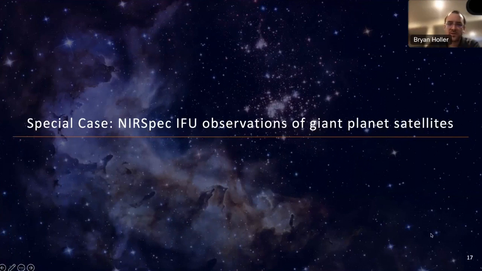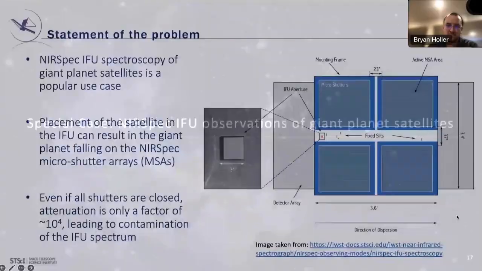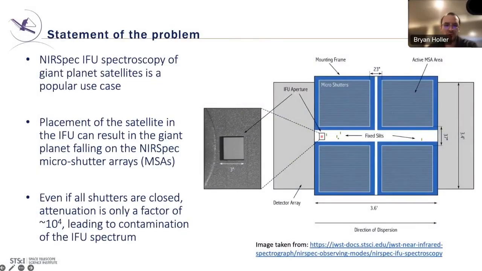So I just want to briefly go over a special case of NIRSpec IFU observations of giant planet satellites. This is probably something that people are interested in. They've been executed many times before in previous cycles, but there is an issue here with the fact that the host planets are usually very bright, and this is specifically a problem for Jupiter and Saturn.